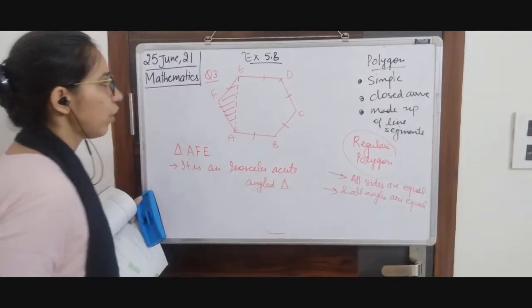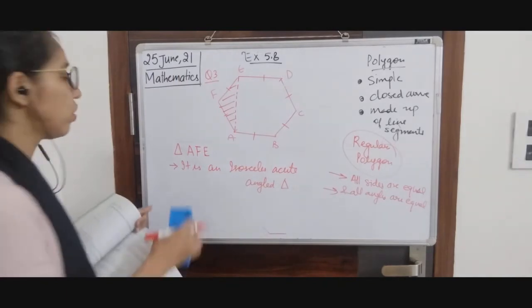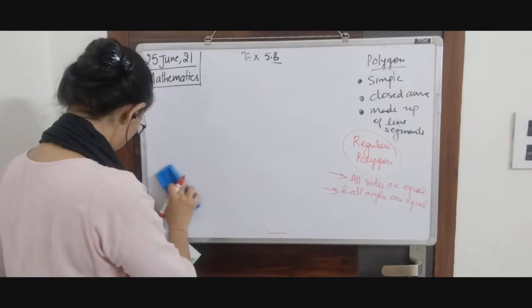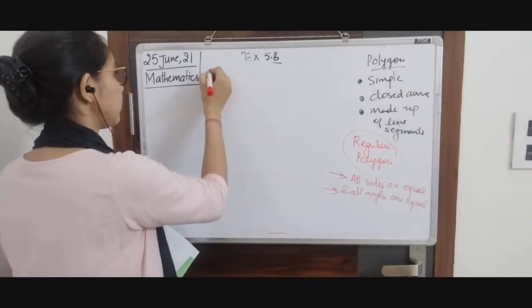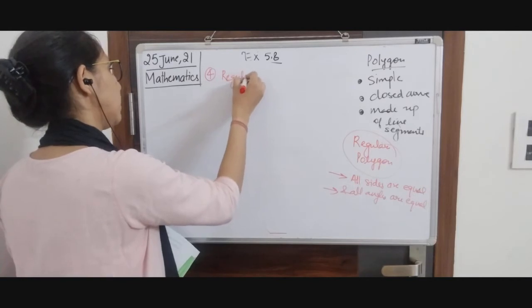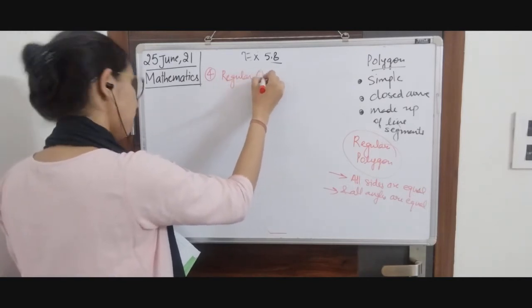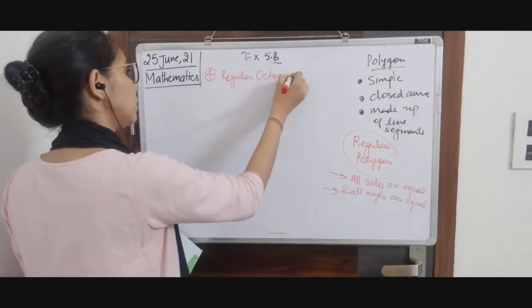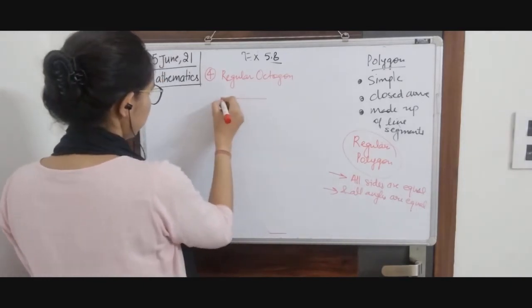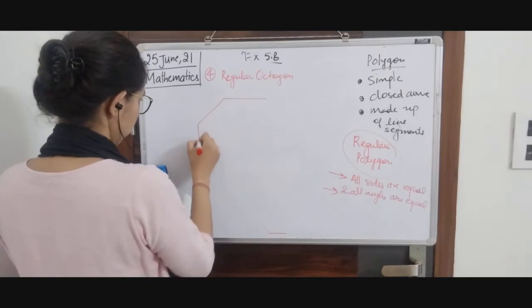Now we are moving on to question number 4. In question number 4, we have to draw the rough figure of a regular octagon. Regular octagon means all sides are equal. It is going to be something like this, equal size.